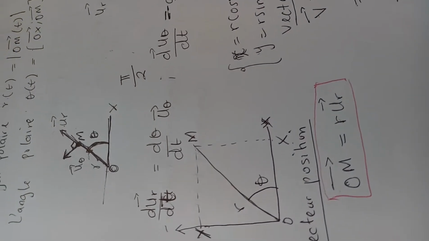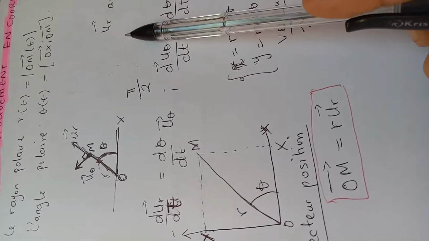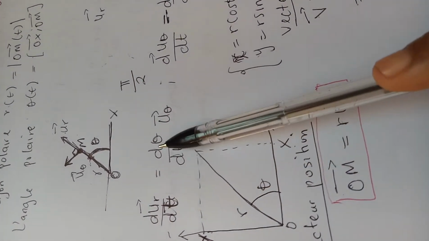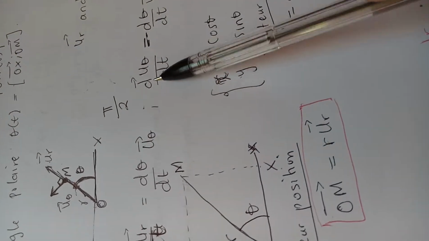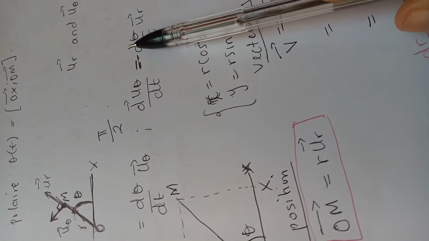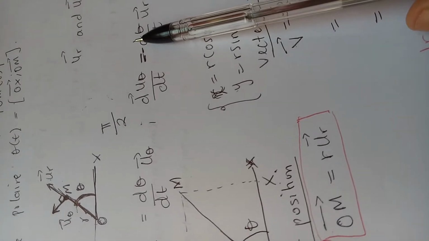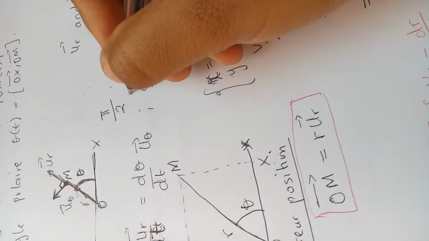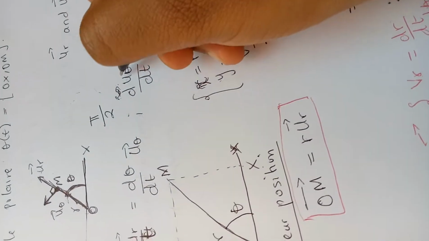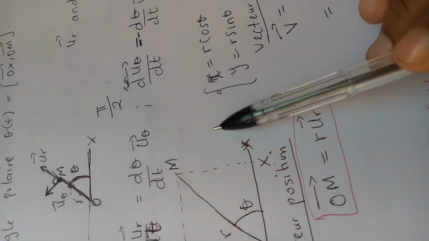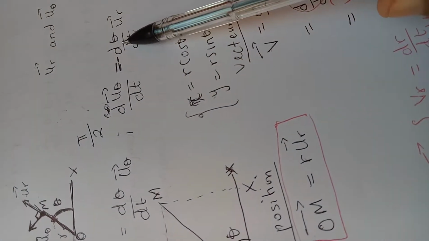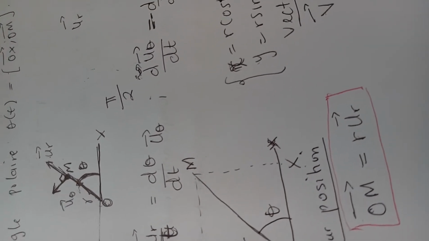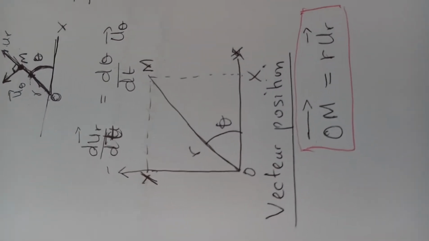And then what else did we do? We derived our ur and our u theta, and we said dur over dt will give us d theta over dt u theta, and then du theta over dt will give us minus d theta over dt ur. Vector. Please do not forget that.